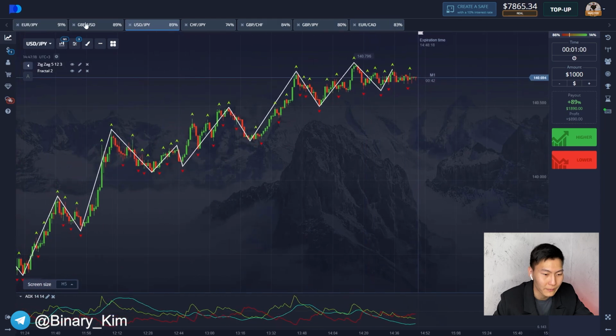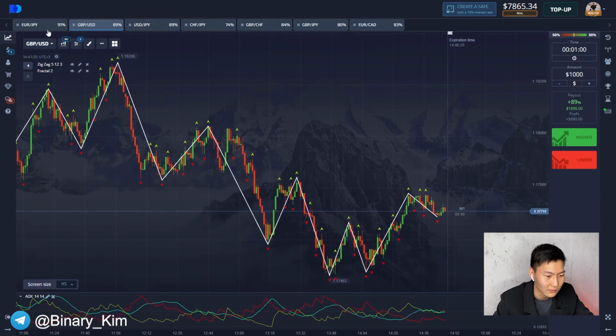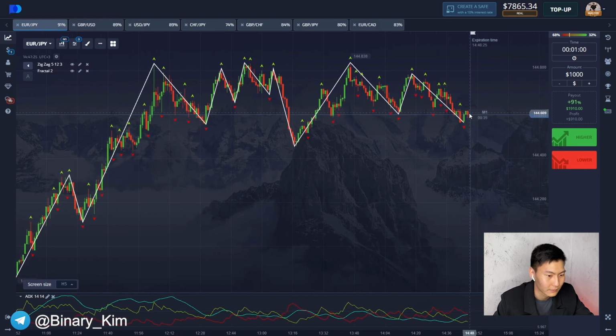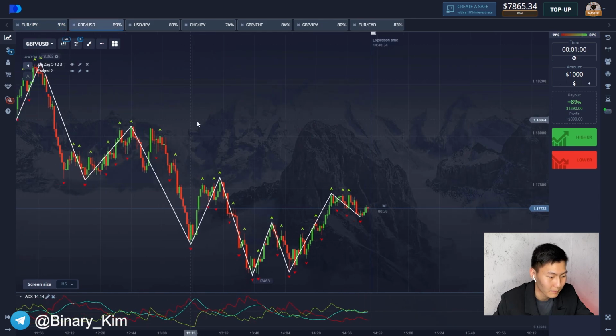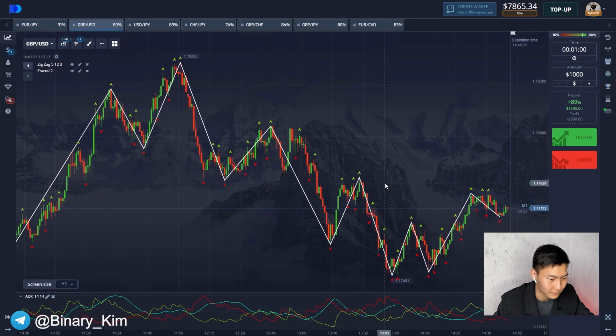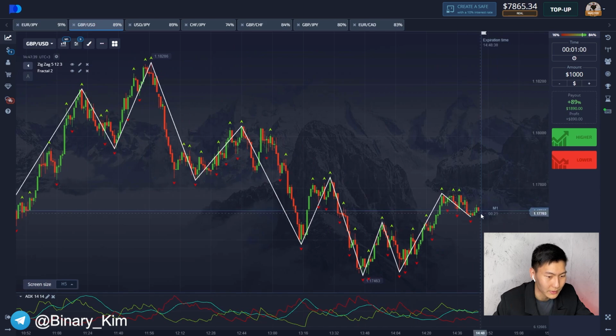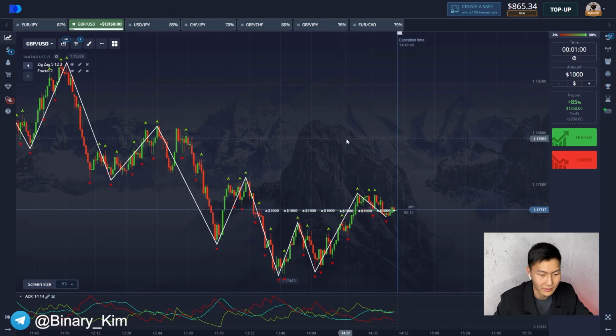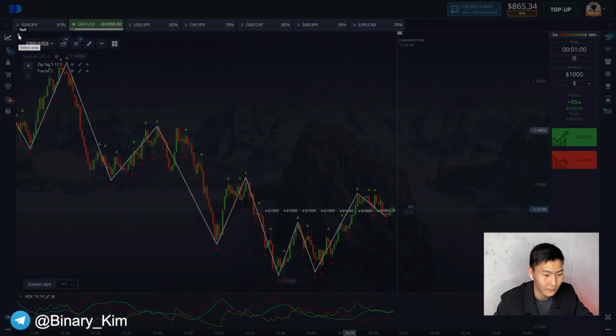Let's analyze properly and open our position. We see the price is heading downwards right after the pullback. We are gonna see the updating on the zigzag. Here we also see the downward movement. And let's open our long position here. I think this is a good trade entry.